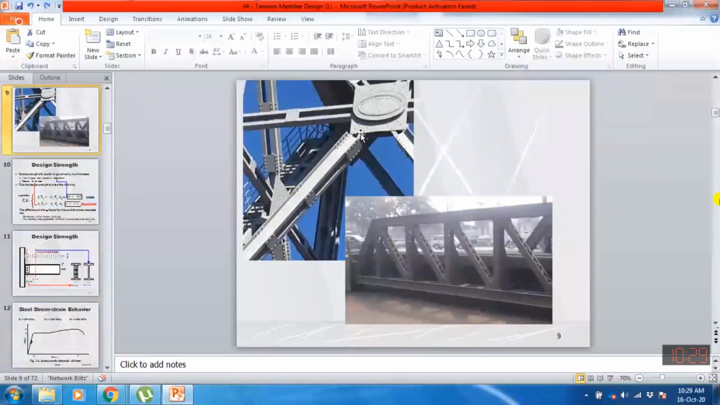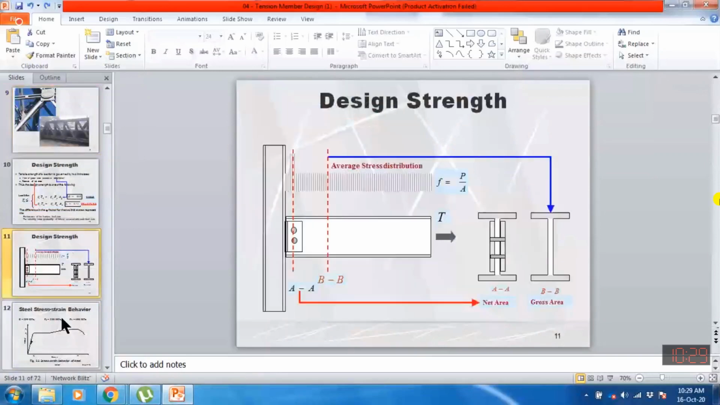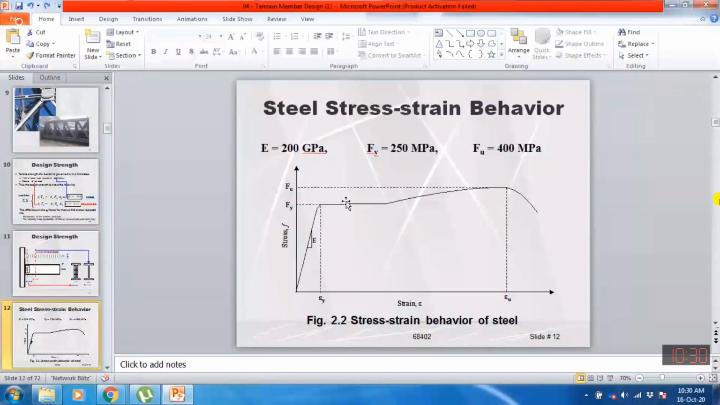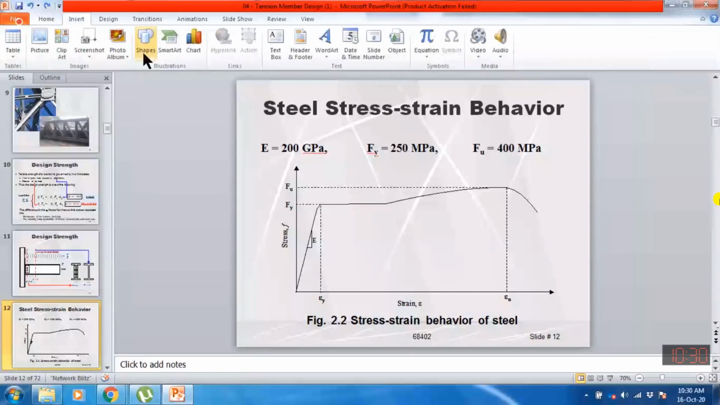Okay, now I would like to explain from the stress-strain curve of steel. So let me insert some steel shape just to make you understand.